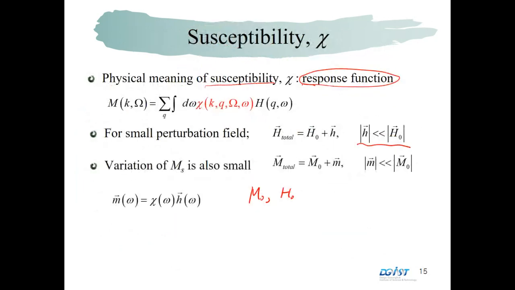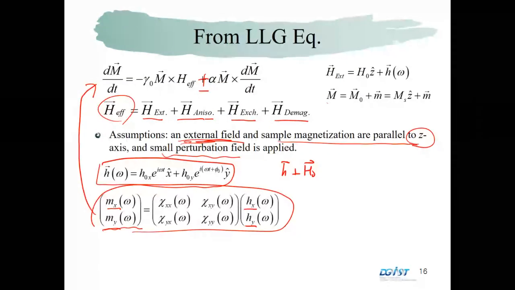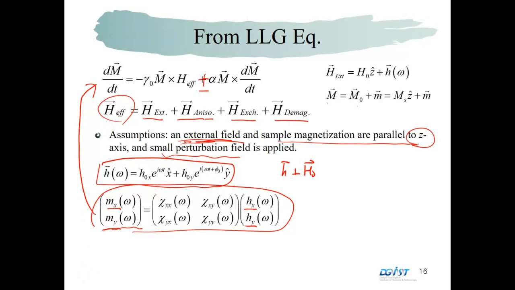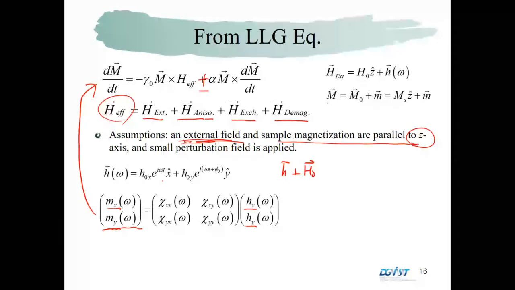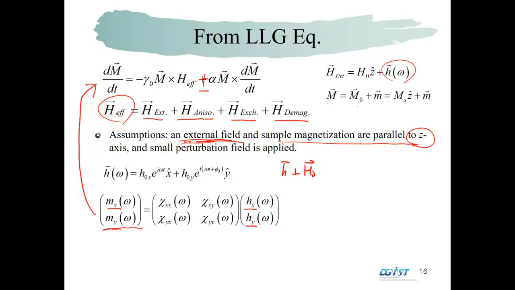So, the next question is about this part. We can apply a small external magnetic field. It should be perpendicular to the z direction, so we have only x and y components. And if we apply the same frequency, we have such terms. But if we apply a different phase to the y direction, we have a finite phase difference.